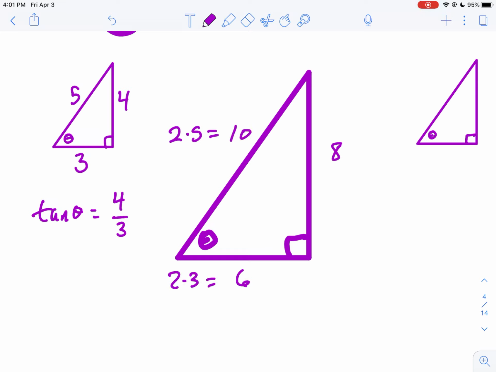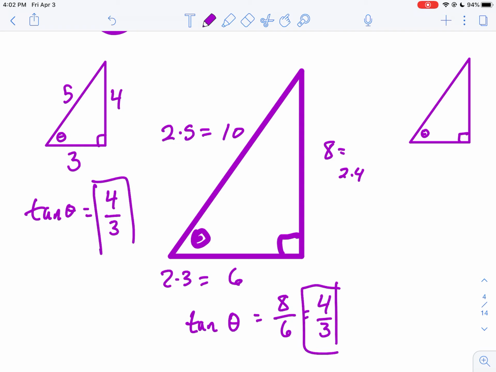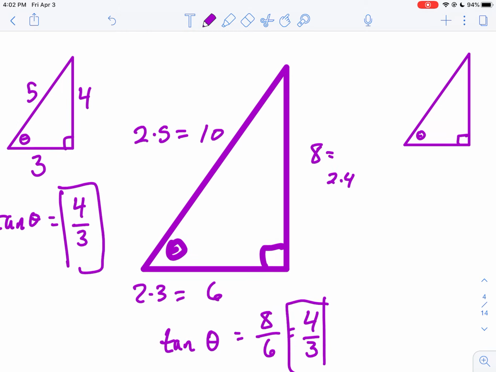So everything got twice as big. Now, what happens to my tangent ratio here? If I take the opposite side of 8 over the adjacent side, which is 6, I should get 8/6, which reduces to 4/3. Pretty cool, huh? No matter what size triangle, the tangent ratio will be the same.